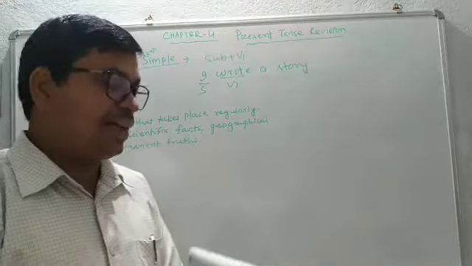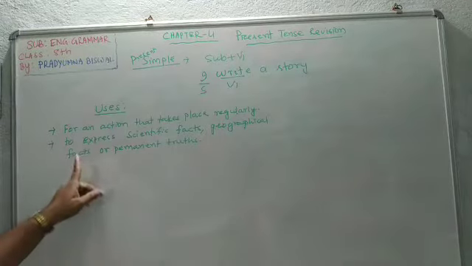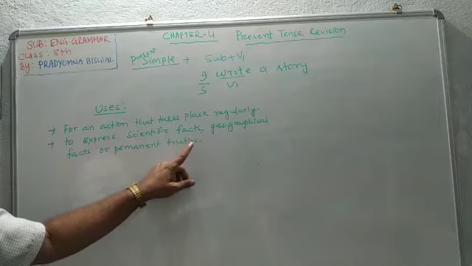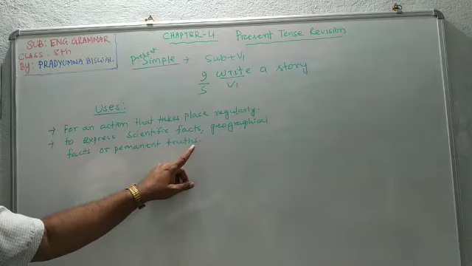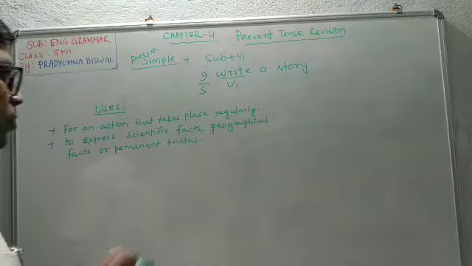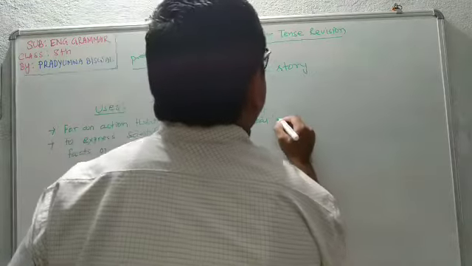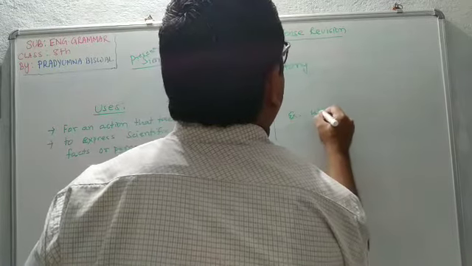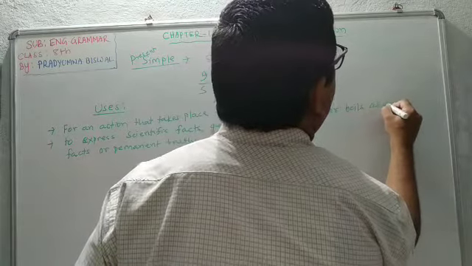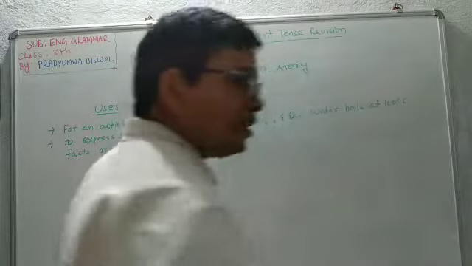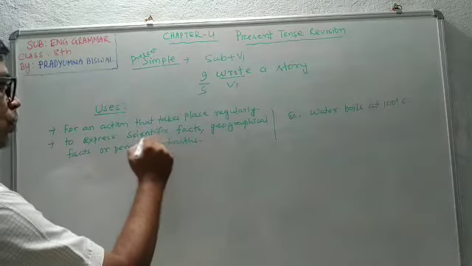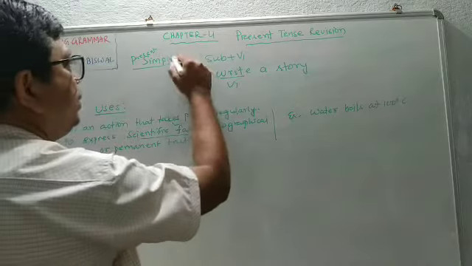So secondly, the present simple tense is used to express scientific facts. For example, water boils at 100 degrees Celsius. This is a scientific truth, it is a fact. So to express scientific truth, we can use present simple tense.